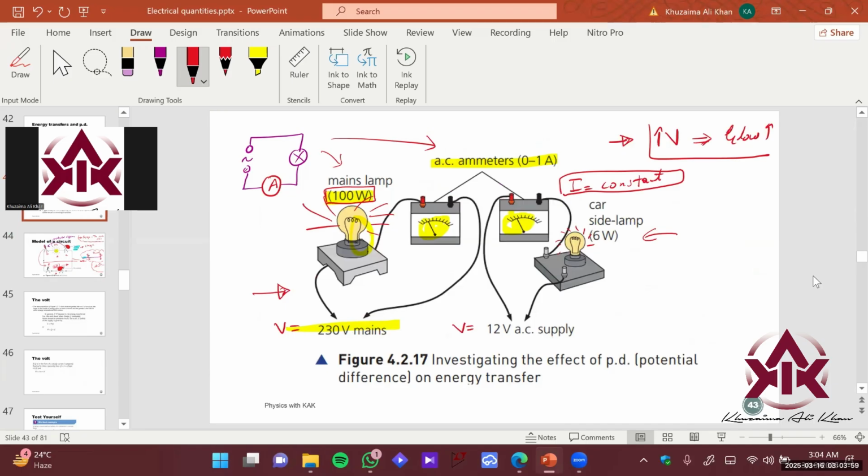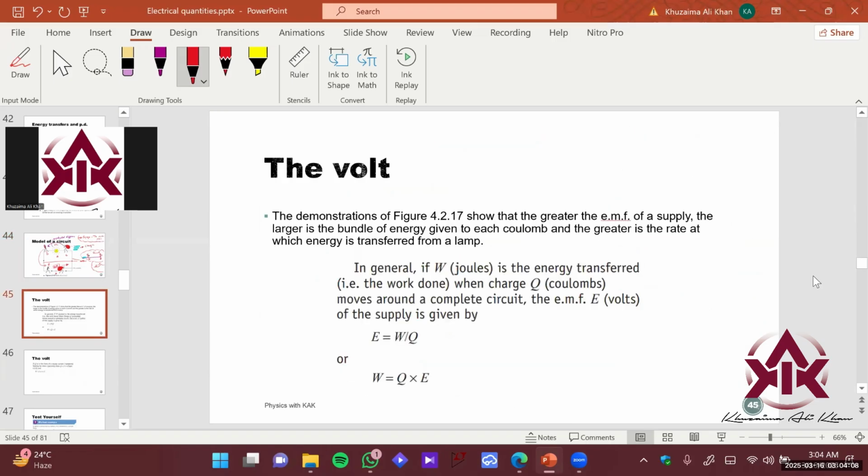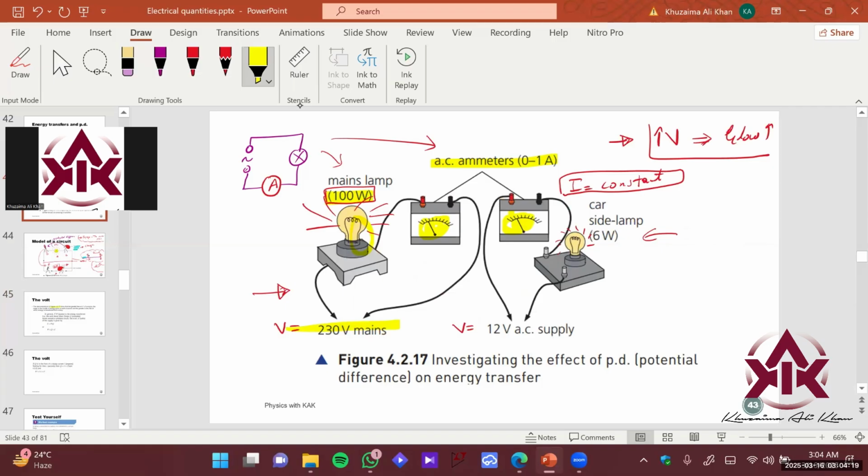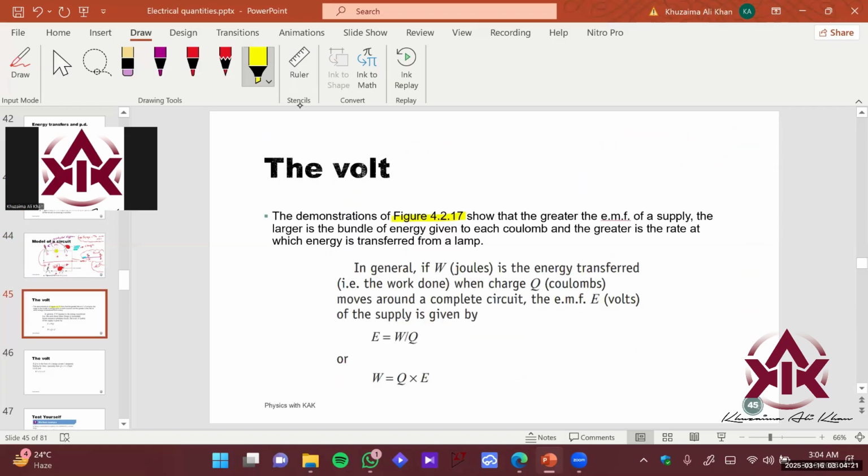If you increase the EMF, if you have a large wattage of bulb, you want to produce more energy, more brightness, and also more heat energy, right? So this is just a discussion of what we have seen here. Let's see what they are saying here. Figure 4.2.17 shows two lamps of different power ratings, right? So it shows that the greater the EMF applied, the larger the bundle of energy given to each coulomb, and the greater the rate at which energy is transferred from a lamp, right?